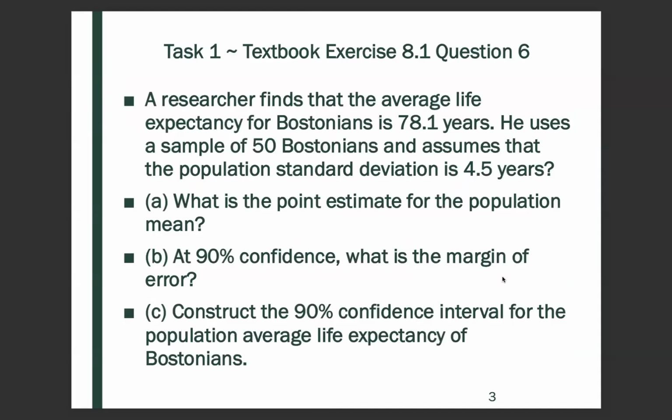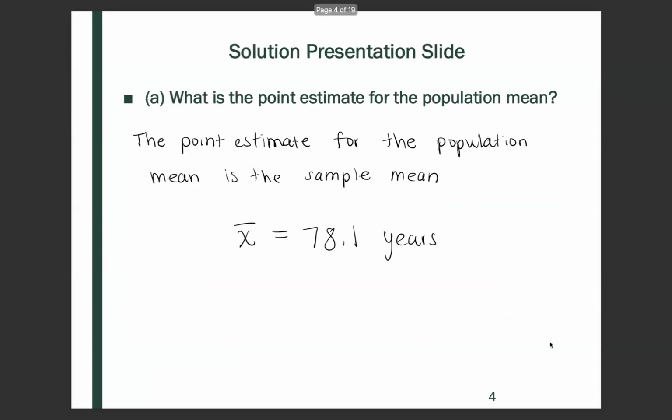Task 1. A researcher finds that the average life expectancy for Bostonians is 78.1 years. He uses a sample of 50 Bostonians and assumed that the population standard deviation is 4.5 years. What is the point estimate for the population mean? At 90% confidence, what is the margin of error? And construct the 90% confidence interval for the population average life expectancy of Bostonians.